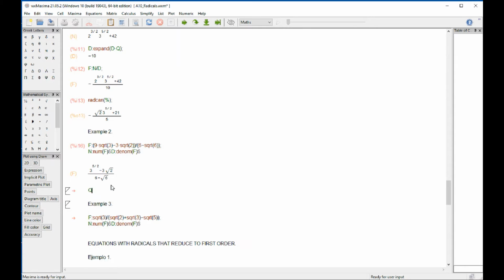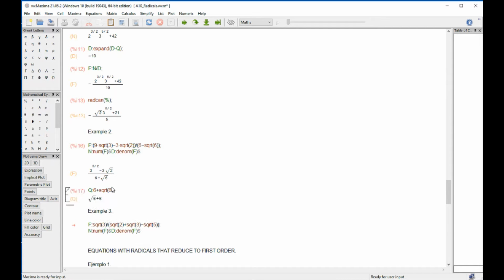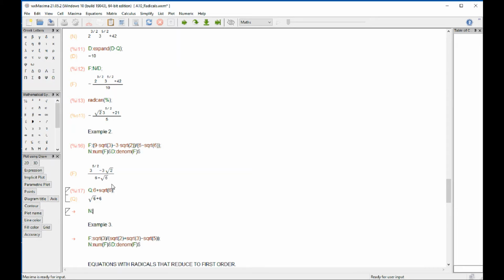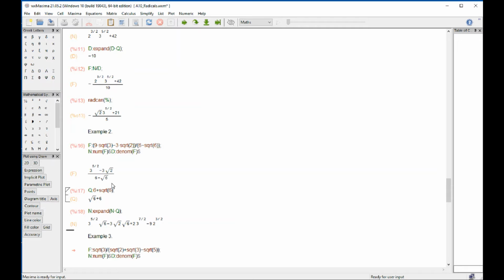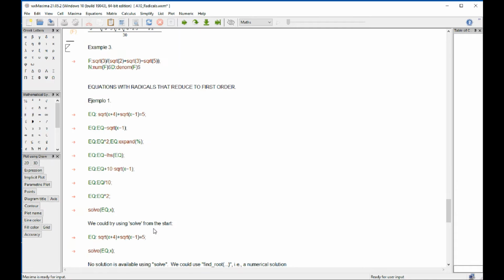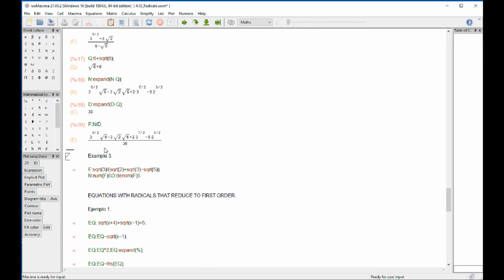I'm going to create a quantity q that is going to be equal to 6 plus the square root of 6, and I'm going to expand my numerator multiplied by that quantity, and the denominator, d multiplied by that quantity gives me the new denominator. So my new fraction is going to be n over d, which is this result right here.